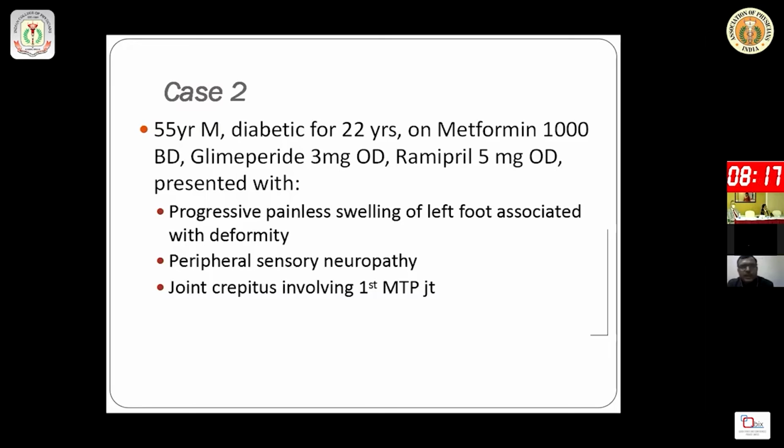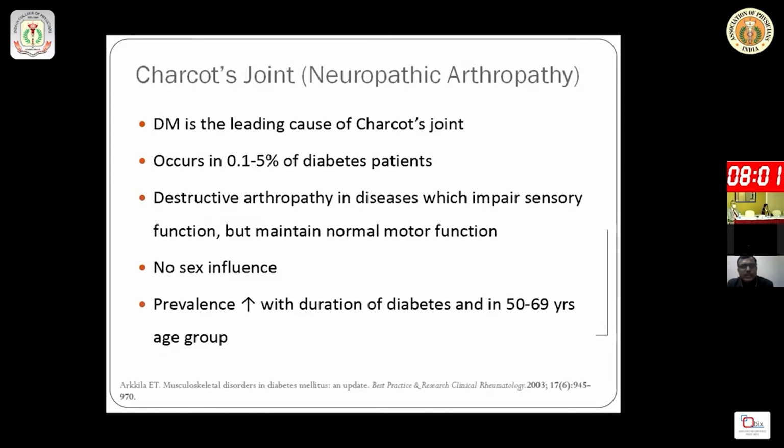If you go to the next case, very common again: a 55-year-old male diabetic for 22 years on metformin, glimepiride, ramipril, presenting with progressive painless swelling of the left foot associated with deformity, peripheral sensory neuropathy, and joint crepitus involving the first MTP joint. I'm sure again everyone will agree that this is a case of Charcot's joint.